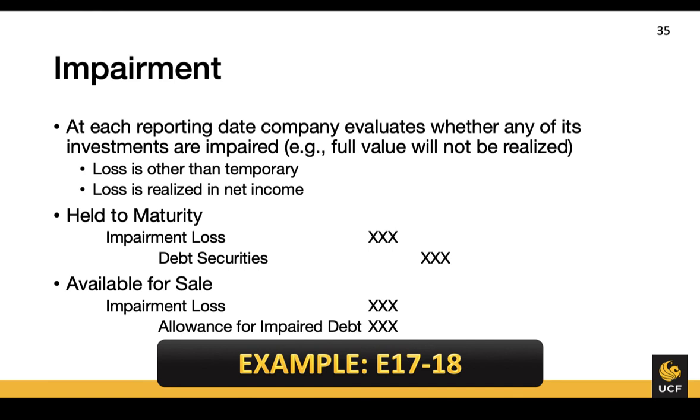How we account for an impairment depends upon whether the investment is classified as held to maturity or available for sale. Any loss in value for trading securities is already recognized in income, so taking an impairment loss is not necessary. For both held to maturity and available for sale securities, the debit is an impairment loss. For held to maturity, the credit is a direct write-off to the debt securities account. But for available for sale, the credit is to an allowance account. Let's take a look at an example.